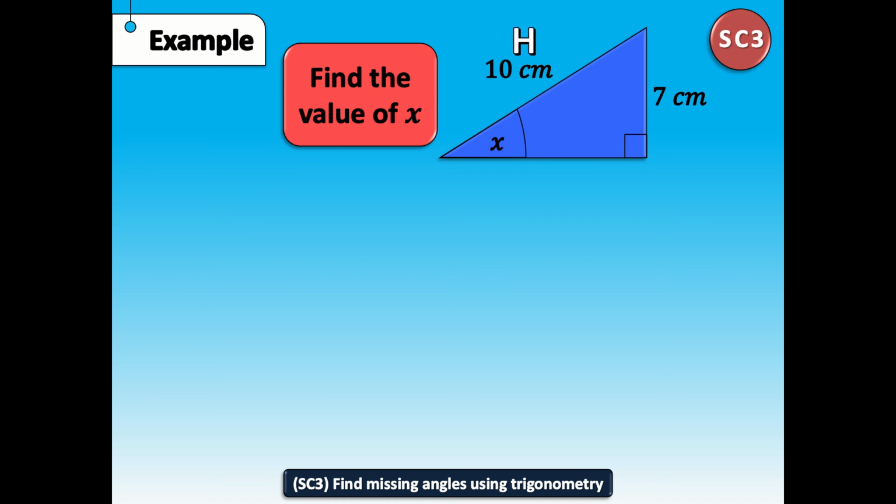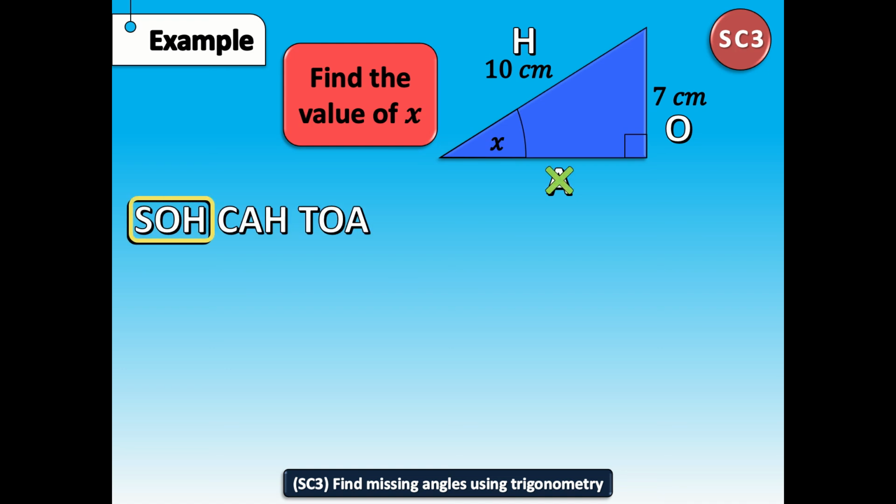So that side is H, there's O, and there's A. And I'm given O and H, which means I'm going to use SO. So it's sine that I'm using, or sin. So because I'm not given the angle, I need to find the angle. I just write down sin x equals, and I need to get these the right way around, otherwise it won't be correct. It's opposite over hypotenuse, so that's 7 over 10.